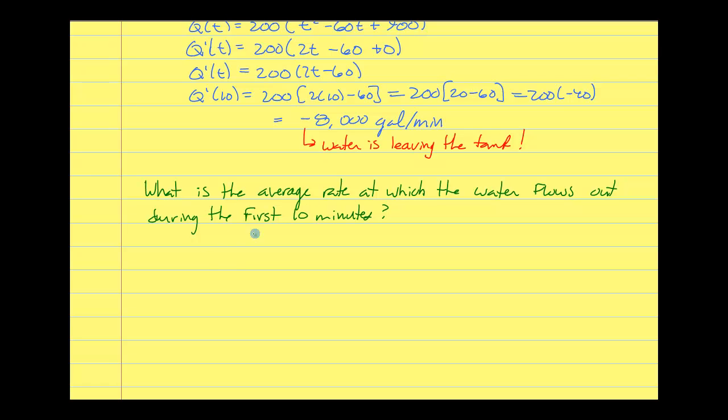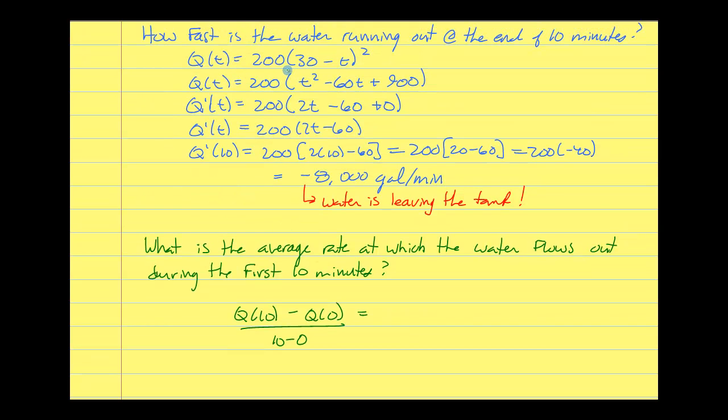So the average rate of change that we're looking at here would be Q of 10 minus Q of 0 over 10 minus 0. This is the average rate of change, from previous chapters. Well, Q of 10 would be our original function. It's not the prime, it's just Q of 10. So this would be 200 times 30 minus 10 quantity squared minus 200 times 30 minus 0 quantity squared, all over 10.